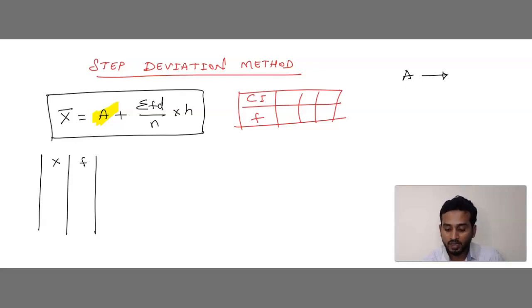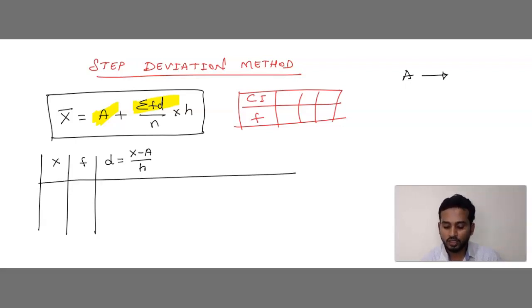Forget about sigma fd. F we have, but d we don't have. Correct? In that fd is there, f we have, but d we don't have. So d, that is deviation, equals x minus a divided by h. In your book they have given it as u. No need to worry, you can use this directly. So what is the formula? d equals x minus a by h. For that, put one separate working column.